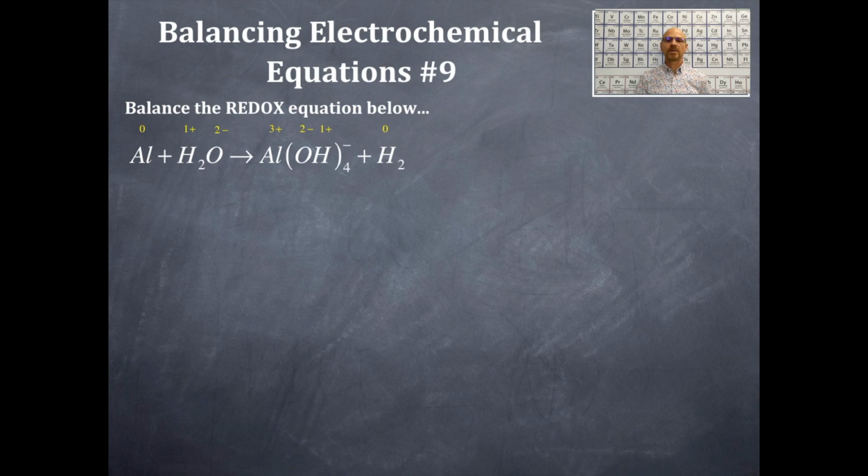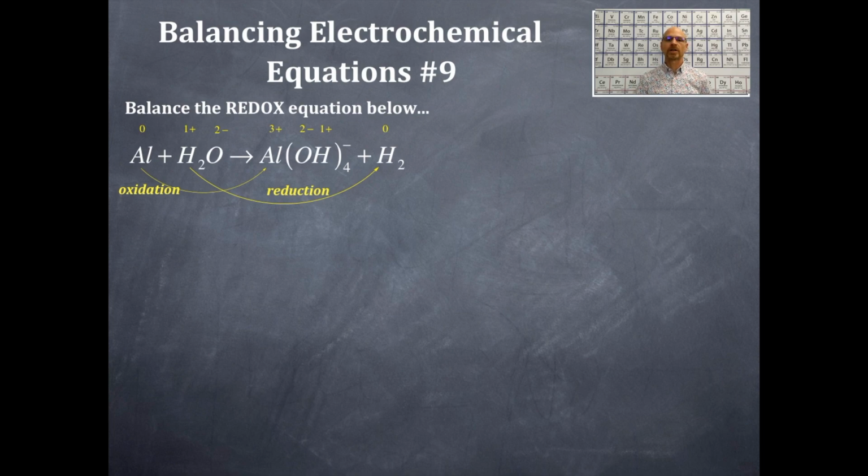Now what I need to do is find the two elements which change in oxidation number. The first one there is the aluminum. That is going from a 0 to a 3+. That's an increase in oxidation number. That's why this is oxidation. Then we have the hydrogen going from a 1+ to a 0. That's a reduction in the oxidation number. That is a reduction half reaction.